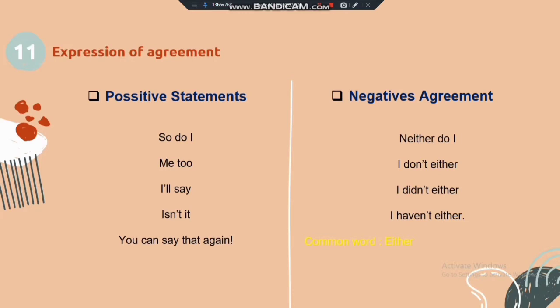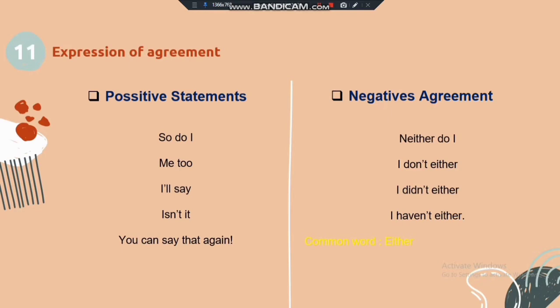Number 11. Expression of agreement. The expression of agreement is divided into two types, positive and negative agreement. You can identify whether it is a positive agreement or not by the second speaker's response. Common positive expressions are "So do I," "Me too," "I'll say," "Isn't it?" and "You can say that again." Remember not to translate the expressions word by word, or you are going to lose.